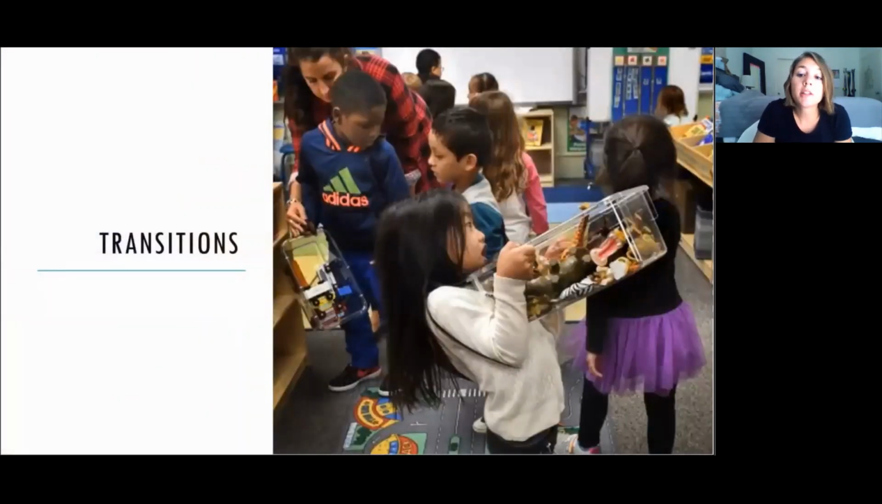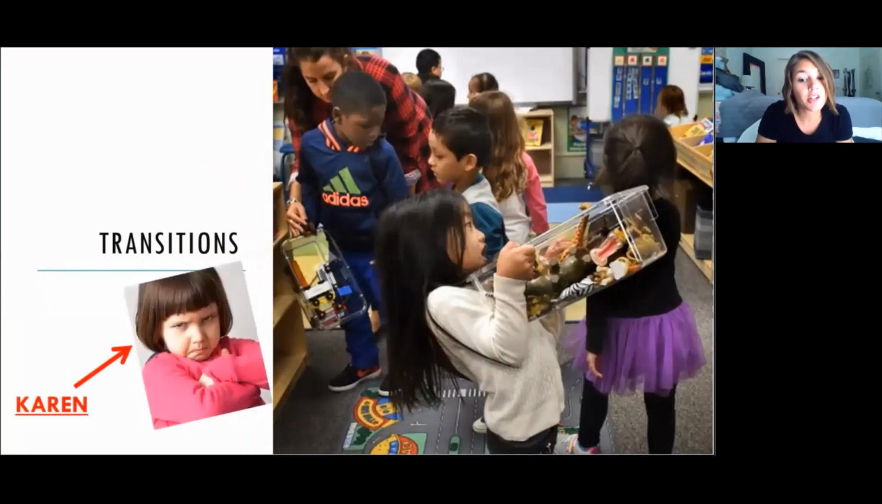Lastly, we can always find observable moments during transitions. We all know that transitions can be a hectic time, but they can also inform us about how children manage classroom routines, how they interact with the materials and the environment, and how effective a teacher's transition strategies are. So, you remember Karen? That interaction took place during the cleanup transition time. It's a great time to look for some observable moments.